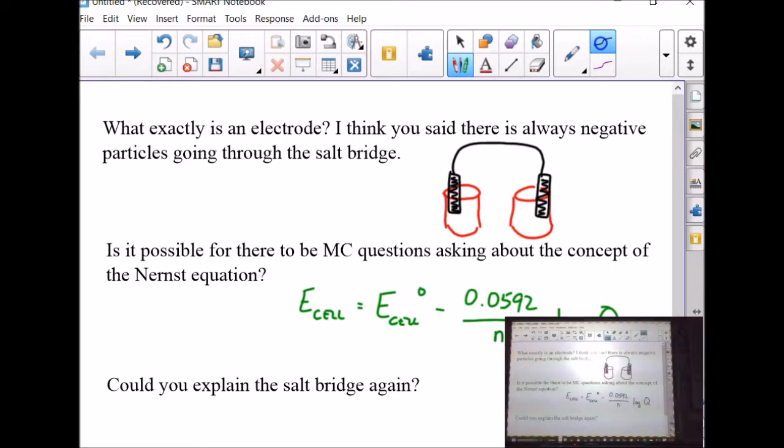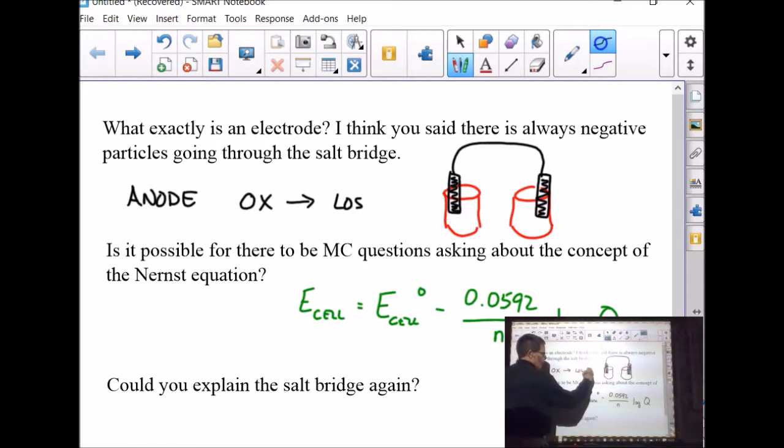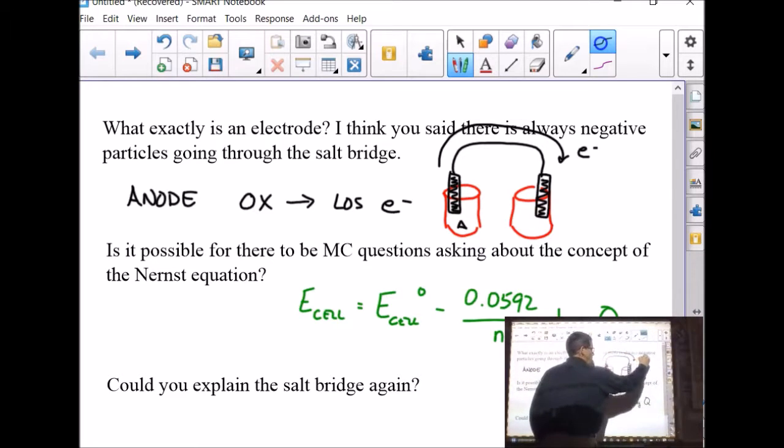And when we talk about an anode versus a cathode, actually let's start with the anode. What goes on at the anode? It's oxidized. So it's the site of oxidation. And if it's being oxidized, it's losing electrons, correct? So if we say that this one is the anode, then the electrons are moving in this direction, from the anode to the cathode. So this is our cathode.